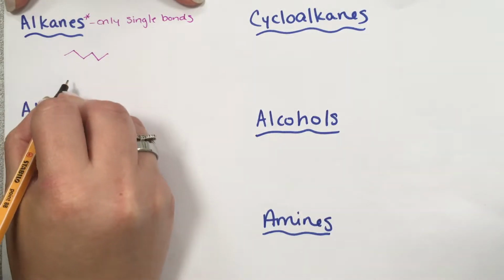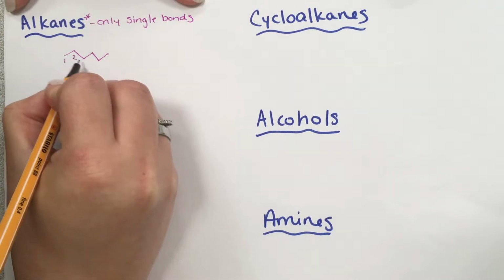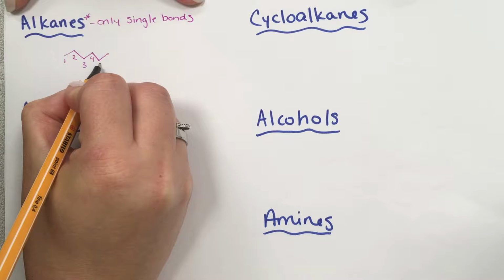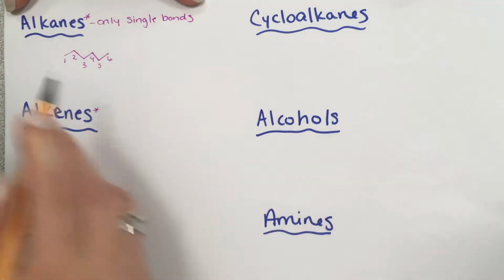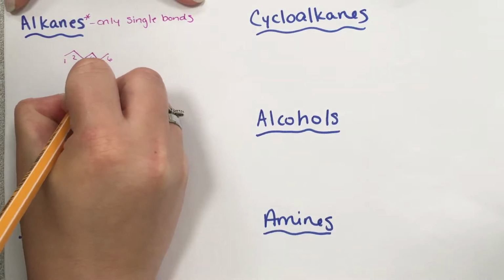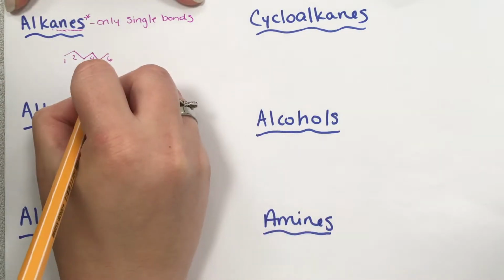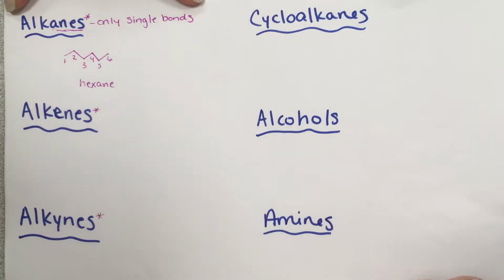So for example, this one has a carbon here, here, here, here, here, and here. So there are 6 carbons. The prefix for 6 is hex. And then since it has only single bonds, the last part of it will be ane. So hexane. Now, what if we were to add this substituent here?